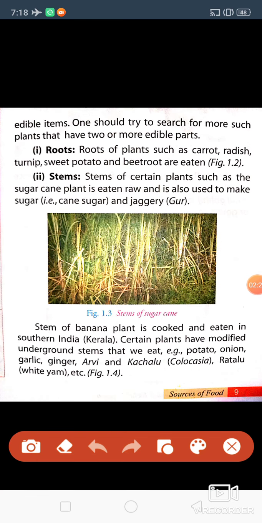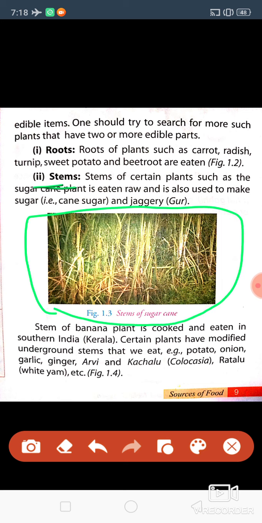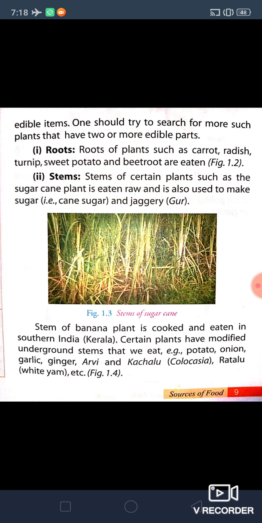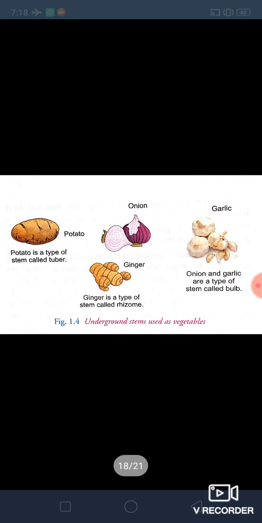Now what are the food items which we get from stems? So from stems, a very good example, the figure is given, is sugarcane, and so many more examples are there like potato, onion, garlic, ginger, kachalu, ratalu. Okay, so all these are what? The food items which you get from stem.